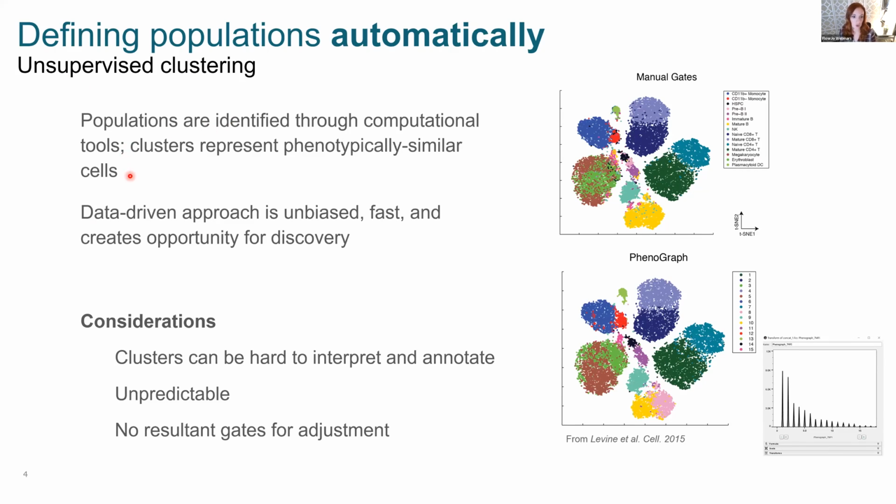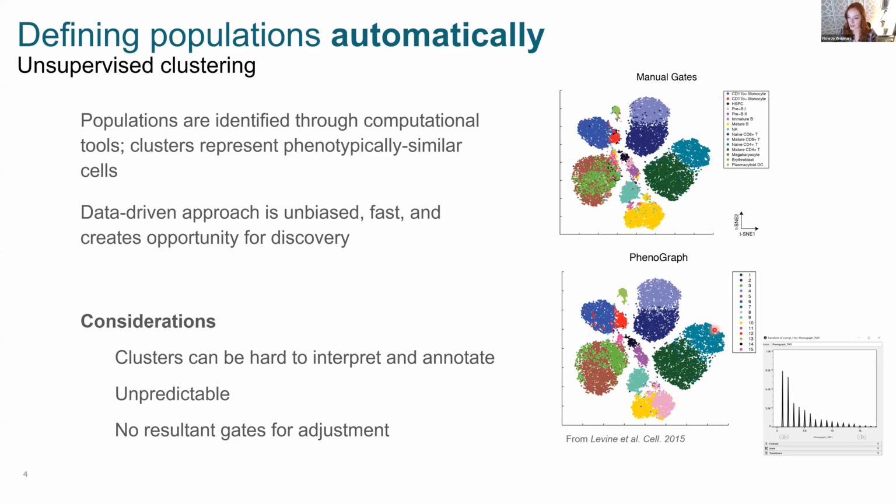So ultimately with these tools, your populations are identified through computational algorithms where clusters are formed, and these clusters are going to represent phenotypically similar cells, right? And we can see that in action in this example here. This is a published clustering tool called Phenograph, and here's the publication down here. Essentially what the authors have done is taken some data and run it through this clustering tool, and Phenograph has identified 15 different clusters, or 15 different populations.